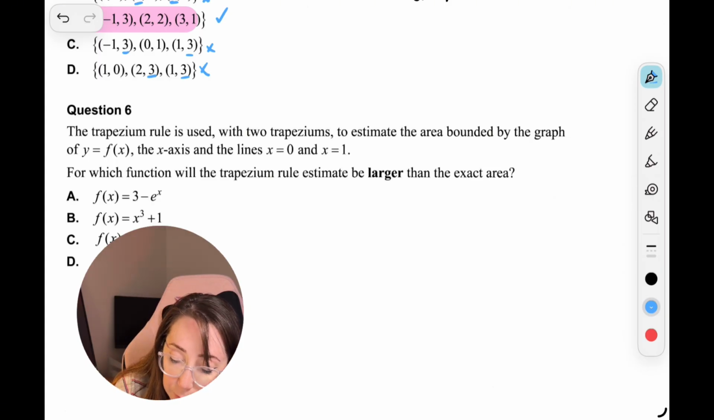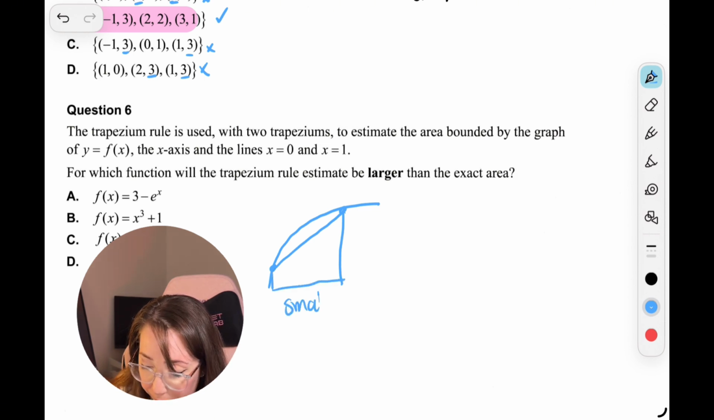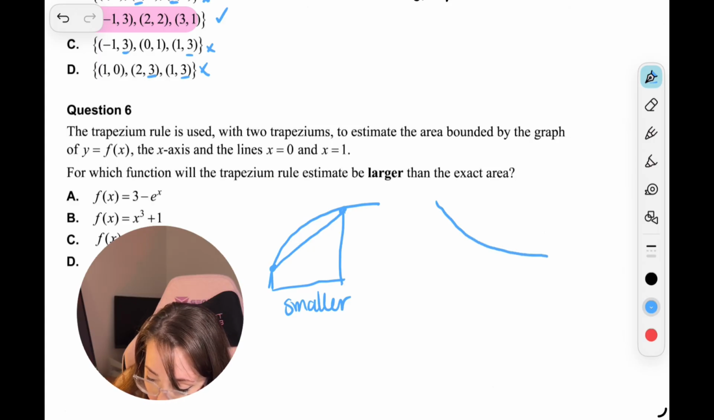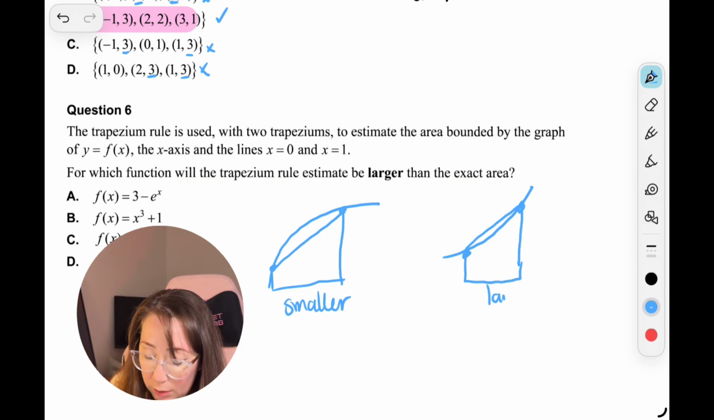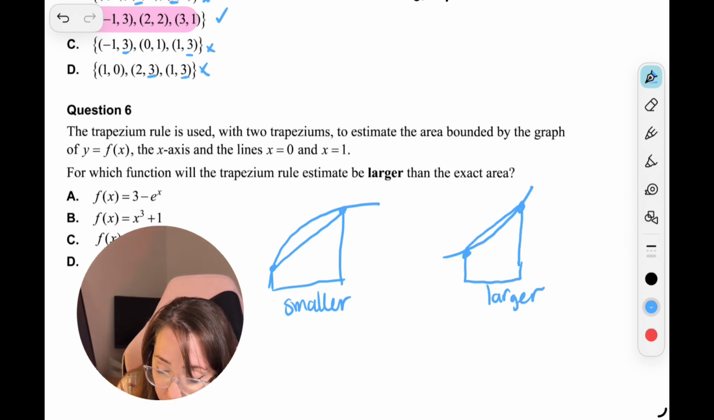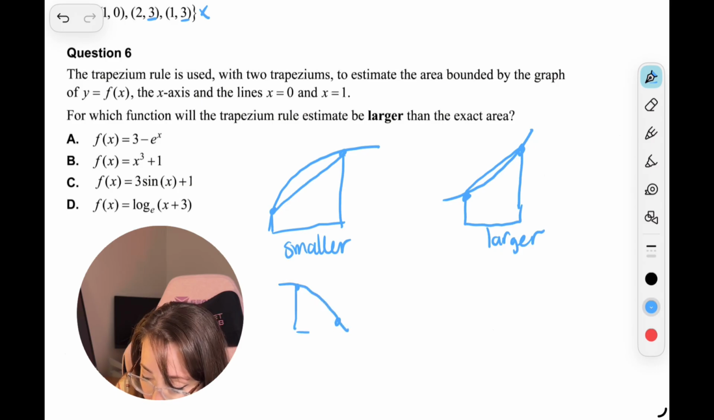So it really depends on the type of graph. If you have a graph like this, if I were to draw up a trapezium, you can see that this is going to result in a smaller area. Whereas if I have a graph like this, it will result in a larger area. And I mean, this will go the same whether it's the left-hand side or the right-hand side. So even if it's the right-hand side, it's still doing the same idea.